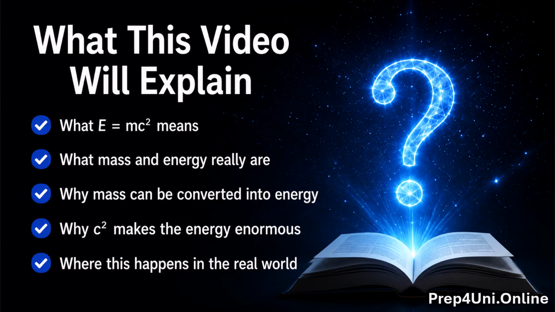Here is what this video will explain. First, we will look at the famous equation itself. Then, we will see what E, m, and c² mean. Next, we will explore why mass and energy are not completely separate things. We will also see why the speed of light squared makes the energy so enormous. Finally, we will connect the equation to the sun, nuclear reactions, and modern physics. The main idea is simple: mass contains energy.